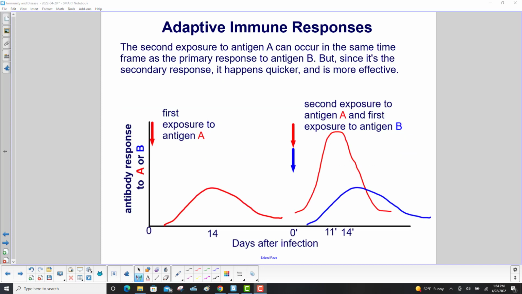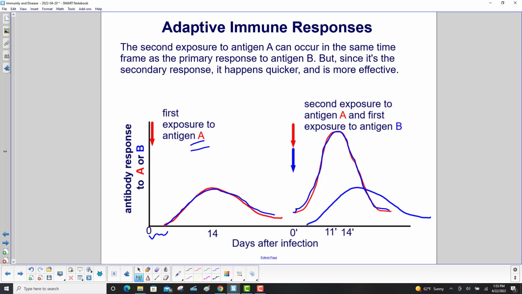The second exposure to antigen A can occur in the same time frame as the primary response to antigen B. But since it's the secondary response, it happens quicker and is more effective. So let's look at our chart. We'll start with antigen A. And here's the first response. Not very high in antibodies, and it doesn't start right away. There's a time delay there. Second time around, it starts immediately, reaches a very high amount of antibodies, and then comes off as they've wiped out the pathogen there.